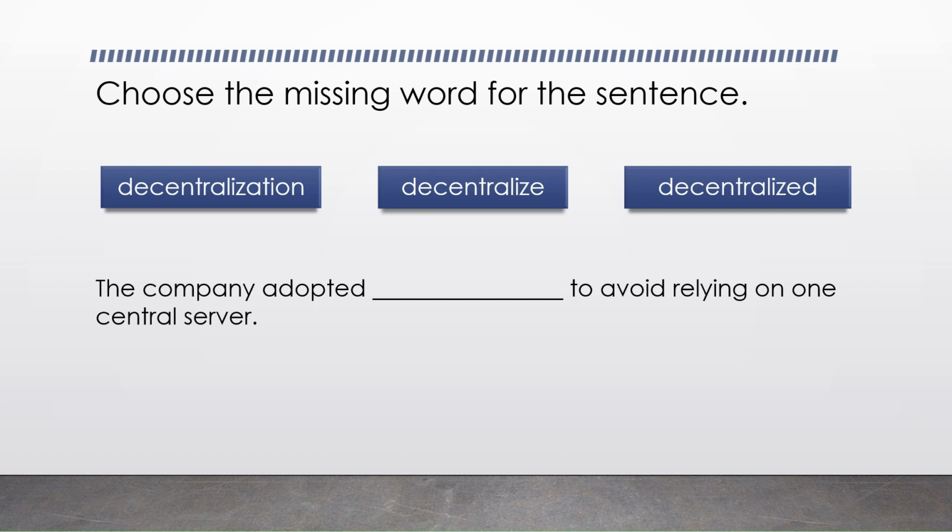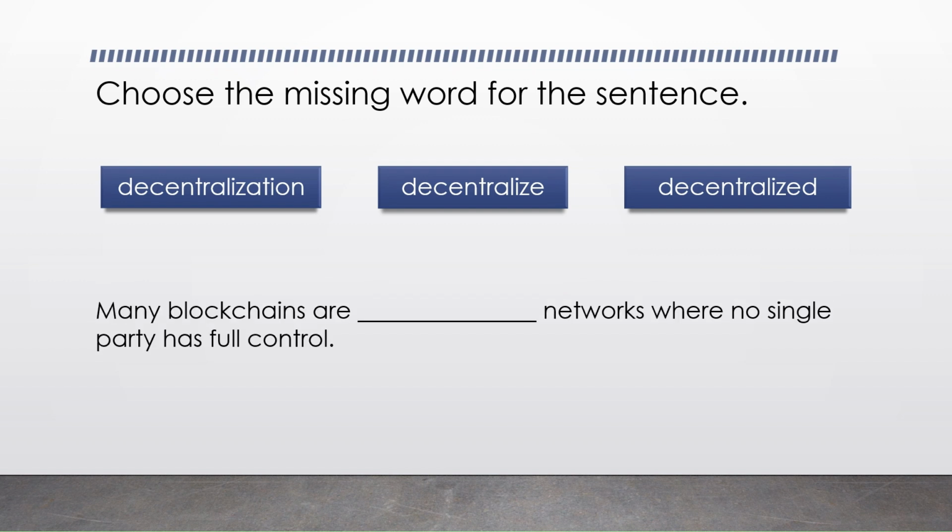Okay, the company adopted blank to avoid relying on one central server. Go ahead and pause it. Let us know in the comments below. Okay. The company adopted decentralization. They adopted a thing, adopted plus noun, to avoid relying on one central server.